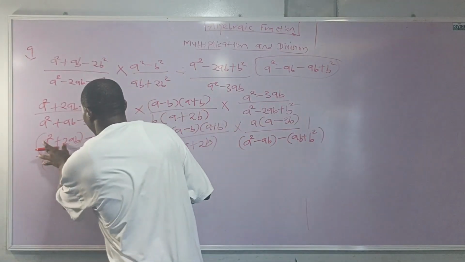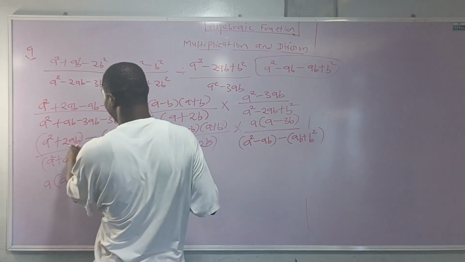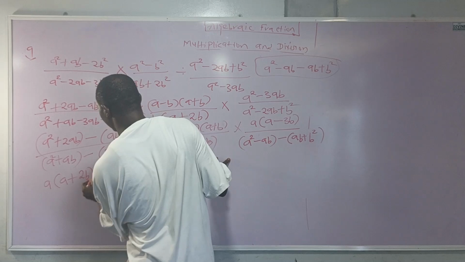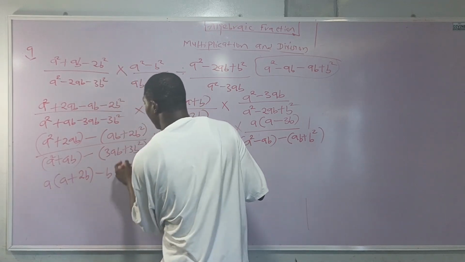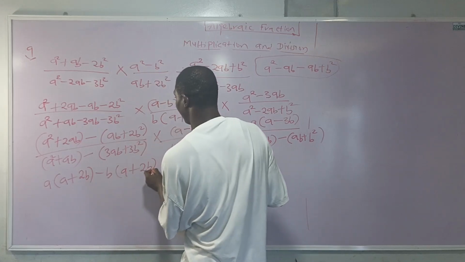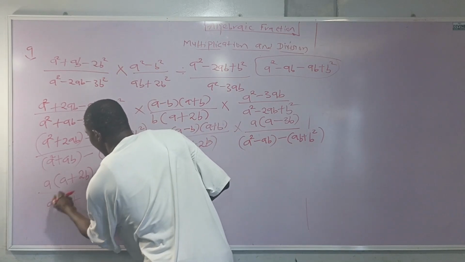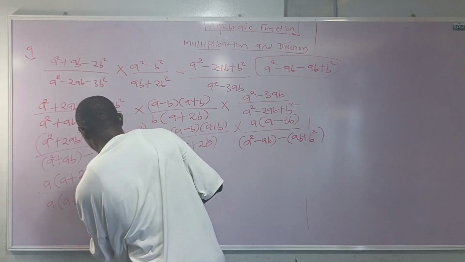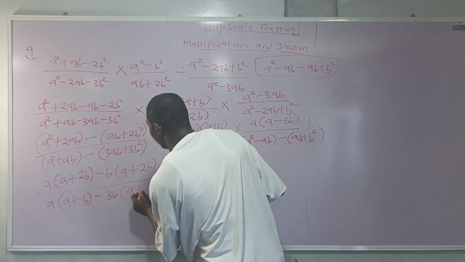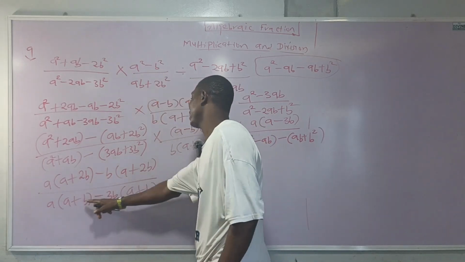So a is common here. I'll bring my a out. I'll have a bracket, a squared divided by a is a. And 2ab divided by a will give me 2b. Minus, what's common here is b. ab divided by b will give me a. And 2b squared divided by b will give me 2b. All over, what's common here is a. a squared divided by a is a. ab divided by a is b. What's common here is 3 and also b. So 3ab divided by 3b will give me a. And 3b squared divided by 3b will give me b. And you can see that these two brackets are same. Likewise, these two brackets are same.